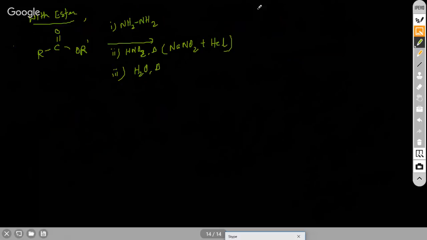When the reaction proceeds, the product that you get here is RNH2, 1 degree amine, plus R'OH plus CO2. RNH2, you see, the alkyl group from which the amine forms is the alkyl group attached to the carbonyl group, not with oxygen. Take care of this thing. Fine? Yes or no? So you see how this reaction goes.